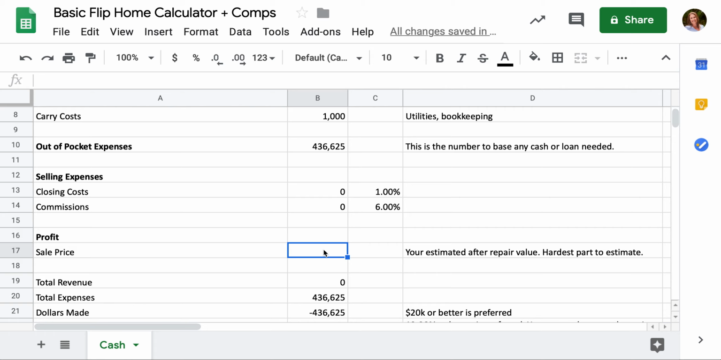So let's say we think we can sell it for, I don't know, $525,000. That's going to create our calculation for closing costs, and I estimate that at about 1%. And then real estate commission. If you're a realtor, could be less, could be more. You make your own estimate. I put 6%, 3% for the listing agent, 3% going to the buy side.